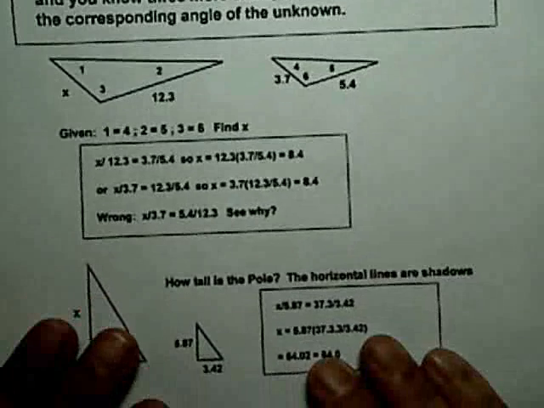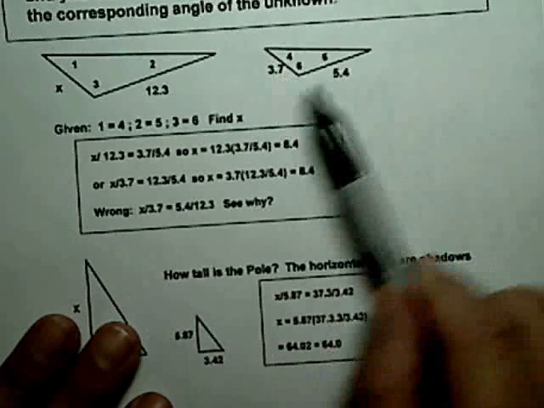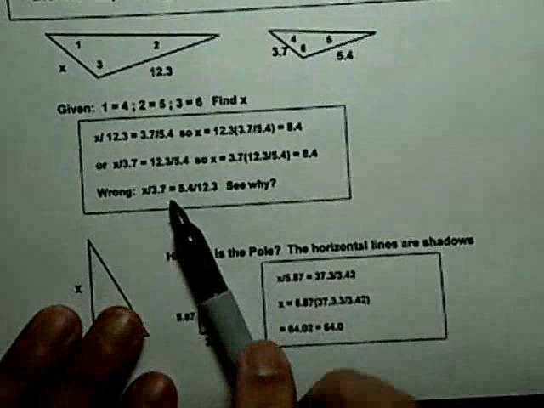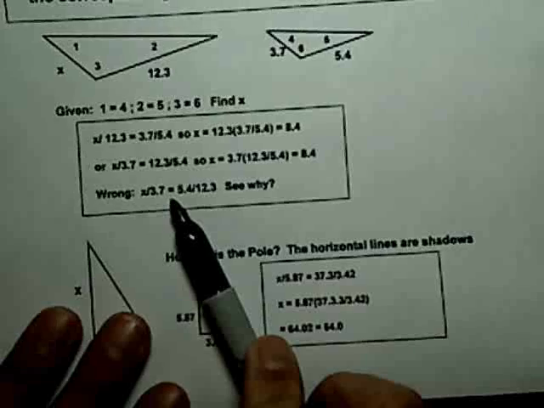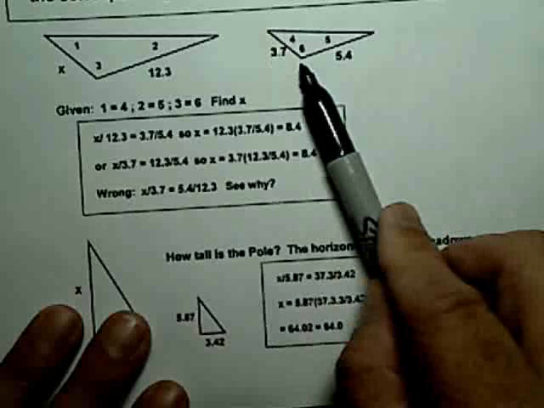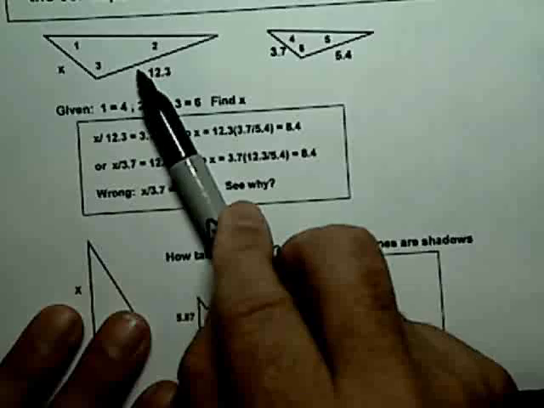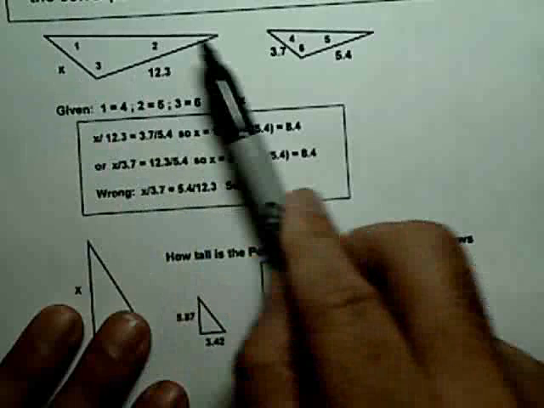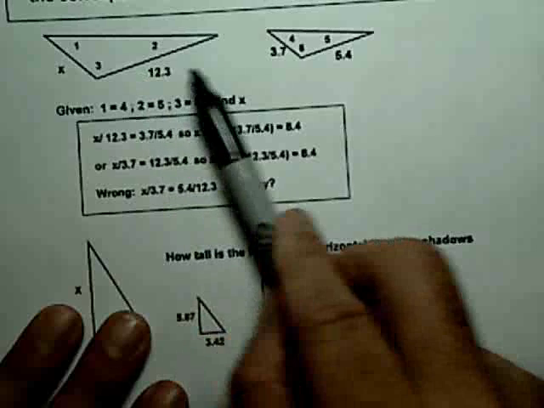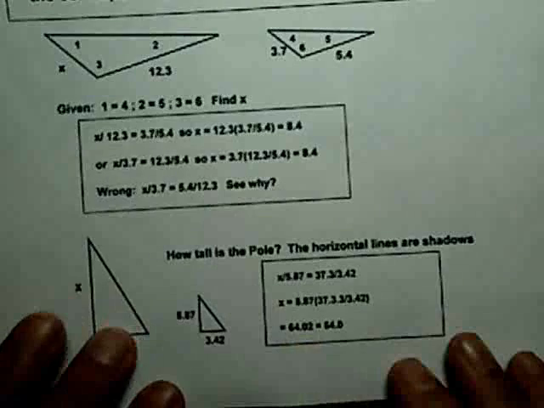Now, you could have done it a different way. You could have taken x over 3.7, and that would equal 12.3 over 5.4. It looks a little different, but you get the same answer. Here is a mistake people sometimes make if you're careless. You mix up your sides. If you took x and divided it by 3.7, and then you took 5.4 divided by 12.3, you would have done that wrong because those aren't corresponding. If x corresponds to 3.7, then 12.3 corresponds to 5.4, not vice versa. And I put this upside down, and that's an incorrect thing.